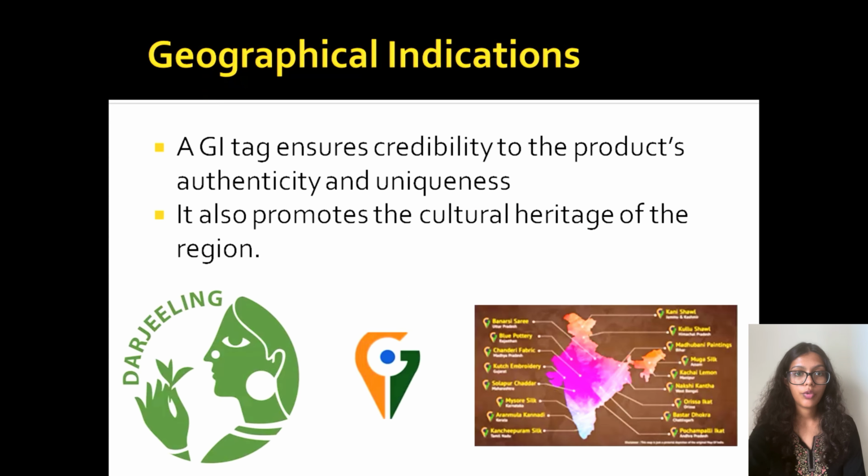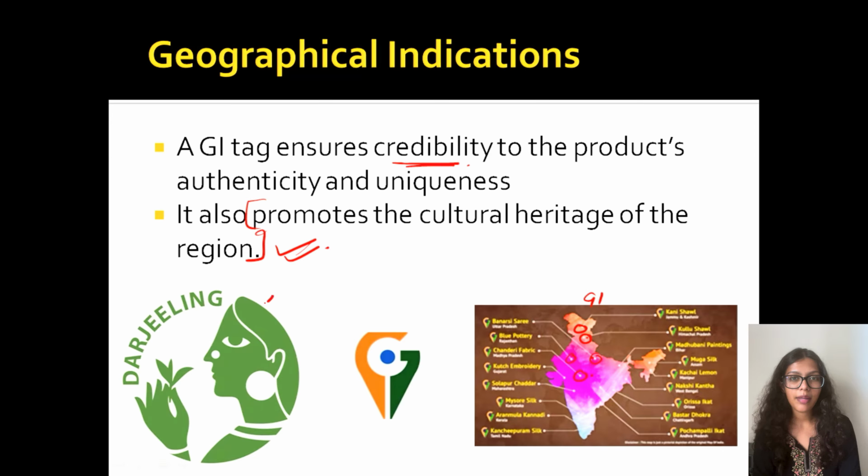Now, let's talk more about this deeply to understand. So, any product or process that originates only from a certain geographical area and not from anywhere else, and if the qualities and reputation that this product has acquired is because of its geographical origin, then only it can be termed as a GI or a geographical indication. So, when we give such products a GI tag, it not only promises an authentic and one of a kind identity, but it also promotes the cultural heritage of that particular region.